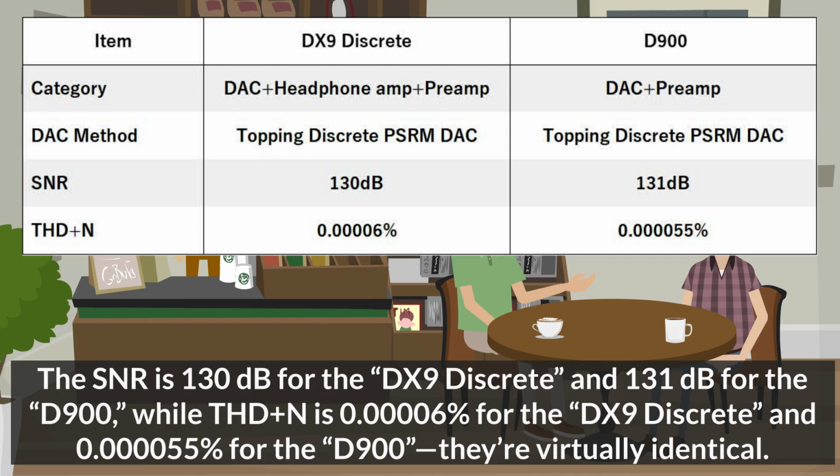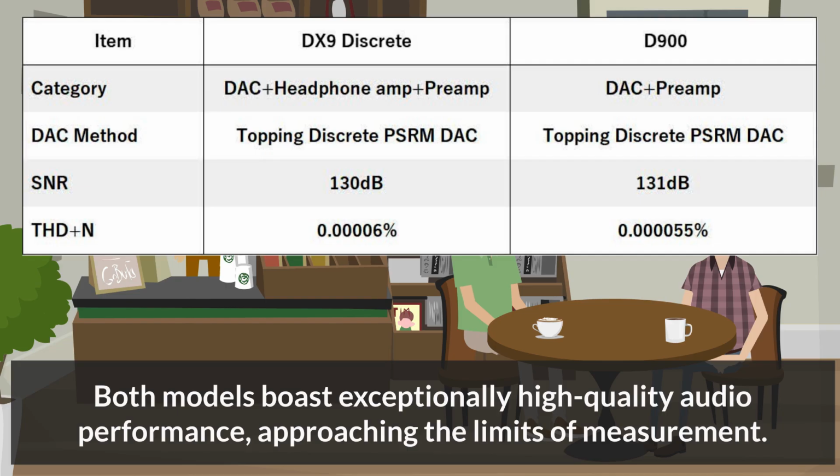The signal-to-noise ratio is 130 dB for the DX9 Discrete and 131 dB for the D900, while THD+N is 0.00006% for the DX9 Discrete and 0.00055% for the D900. They are virtually identical. Both models boast exceptionally high-quality audio performance, approaching the limits of measurement.